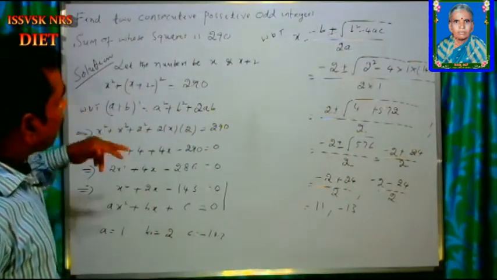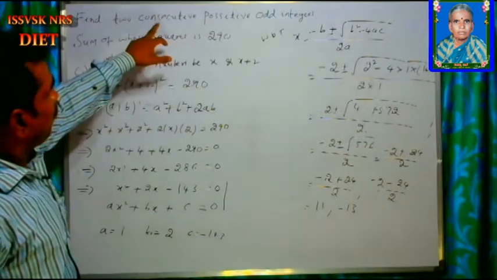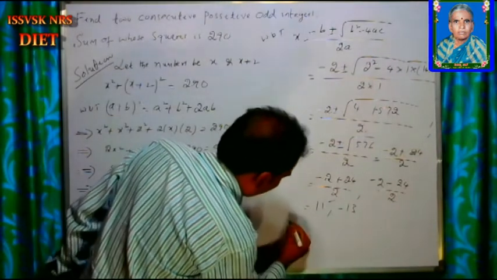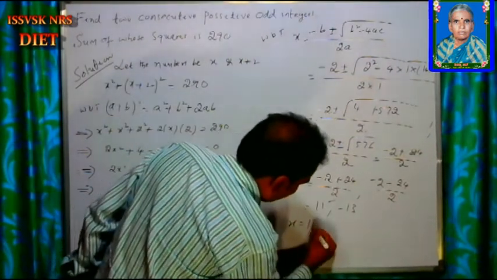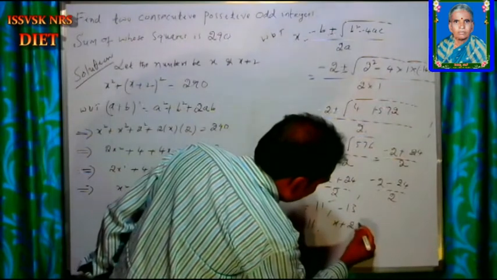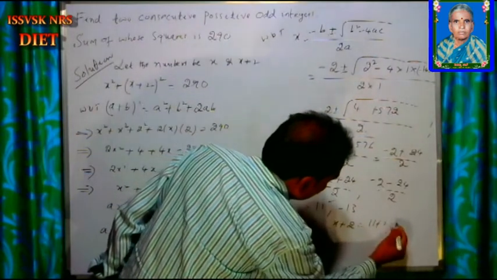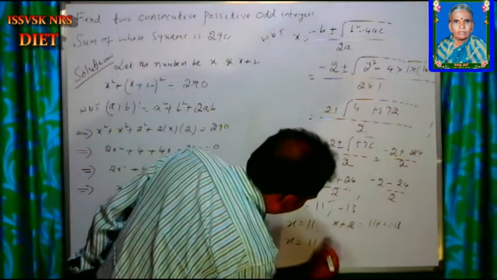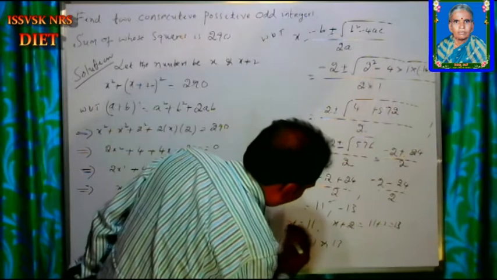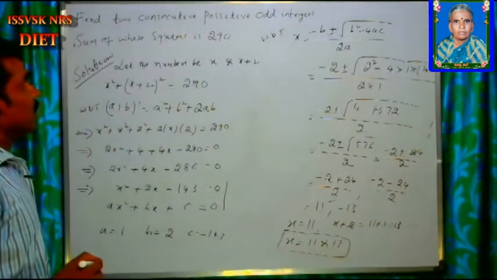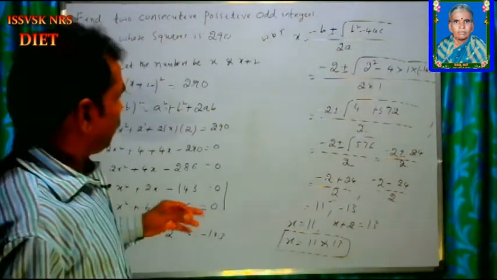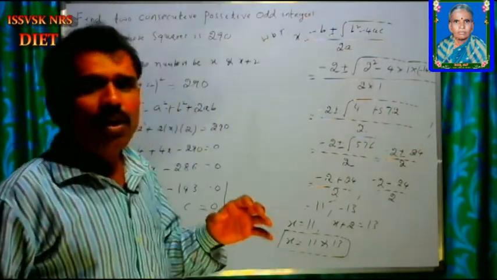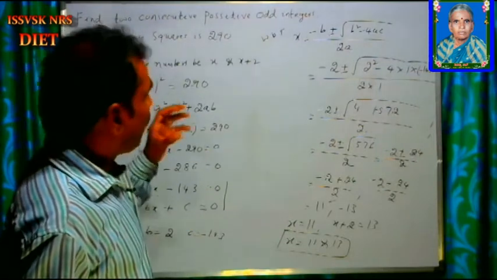Since the required numbers are positive odd integers, you take the positive value. Therefore, x is equal to 11. x plus 2 is equal to 11 plus 2, that is 13. Therefore, 11 and 13 are the required consecutive positive odd integers.